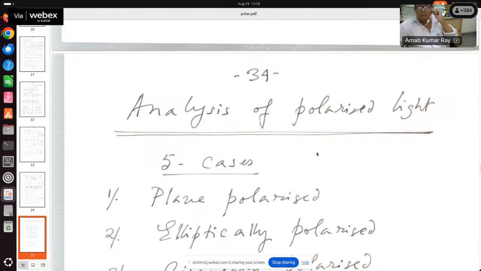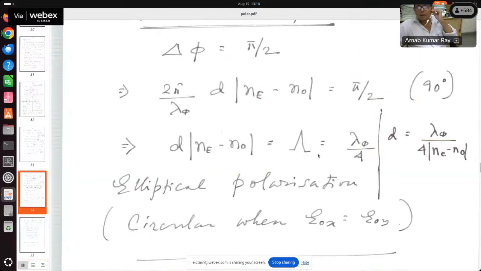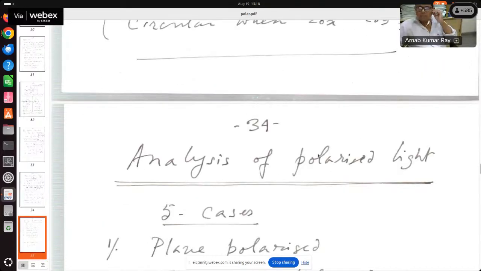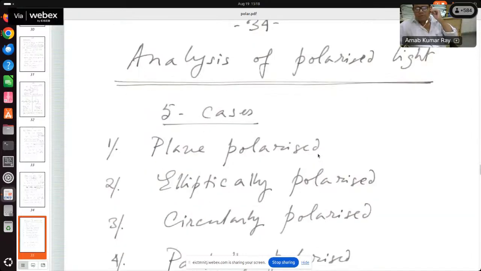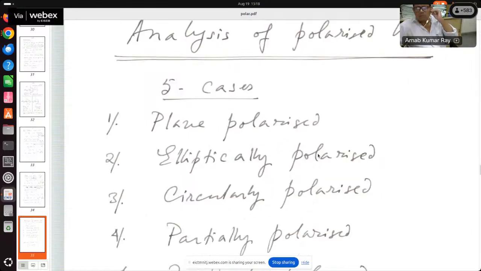So suppose, when you use a retarder plate, you create different states of polarization. But with a retarder plate, you can also analyze the state of a particular polarization in a light that has been given to you. Let us see. So we will discuss 5 cases. What are the 5 cases?